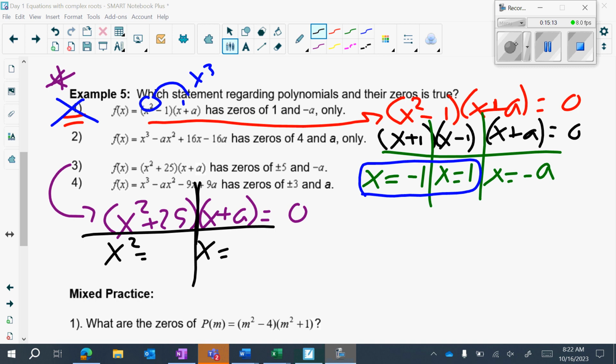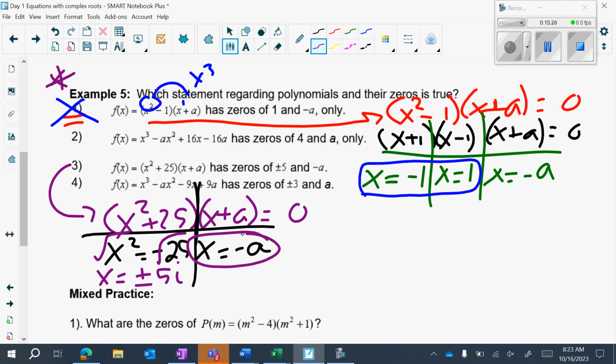Now, if we look at choice 3, when we set this equal to 0, we're going to get negative a, and we're going to get x squared equals negative 25. When we square root, this gives me plus or minus 5i. So I'm going to have answers negative a and plus or minus 5i for a total of 3 groups. So look at the answers. It says has zeros plus or minus 5 and negative a. So that's incorrect because it's not plus or minus 5, it's plus or minus 5i. So we cross that one out.